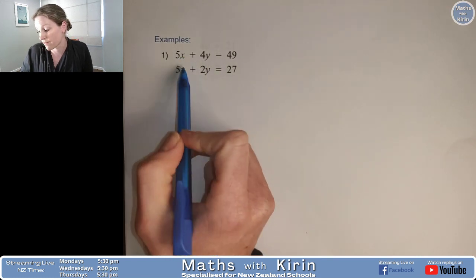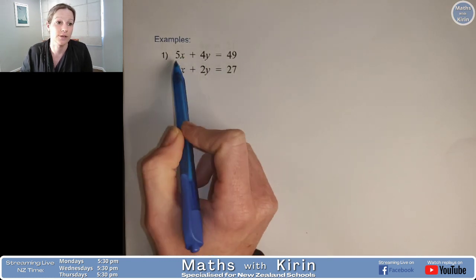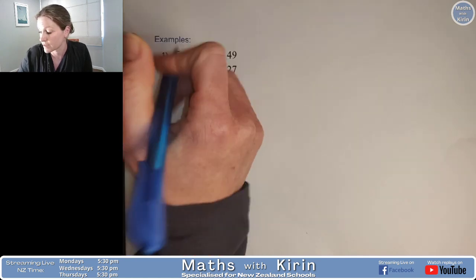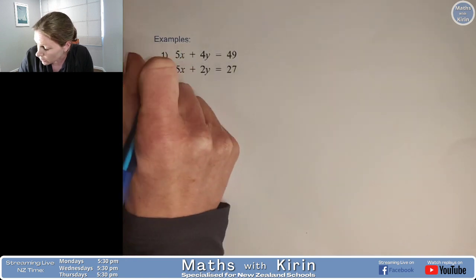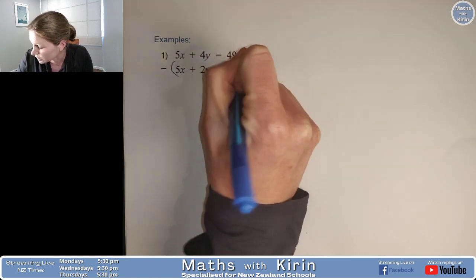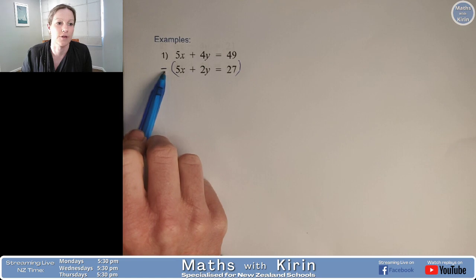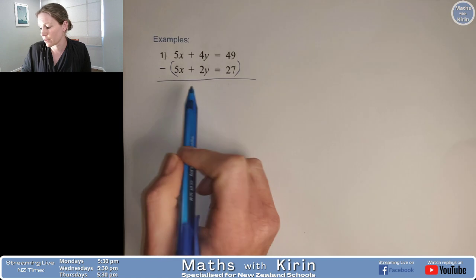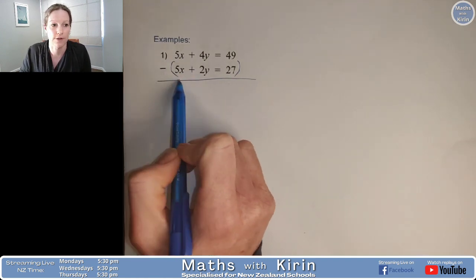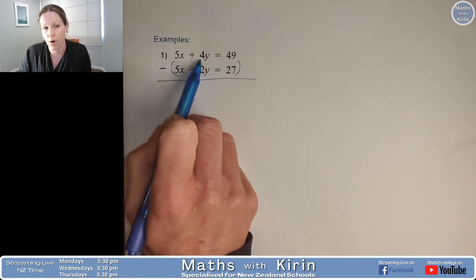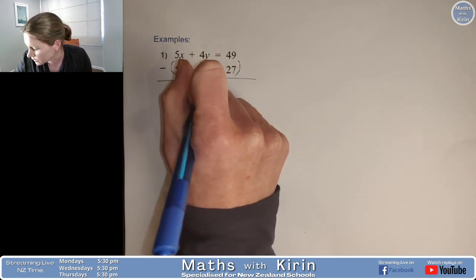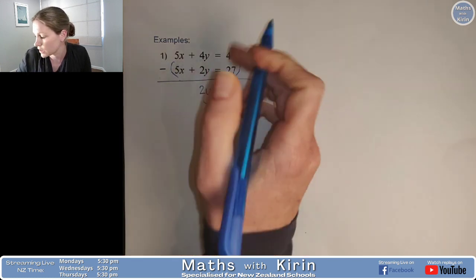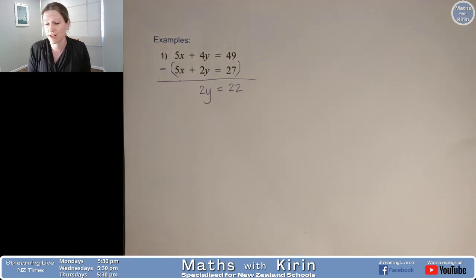So you'll notice that we've got a 5x in both of those equations, so we can eliminate our x term. To do that, because they're both positive 5x's, I'm going to need to subtract. So I tend to put my second equation in brackets and a subtraction out in front so I can remember that I'm subtracting and I get the result underneath. So 5x minus 5x is no x's. 4y minus 2y is 2y. And 49 minus 27 is 22. So we've eliminated our x.